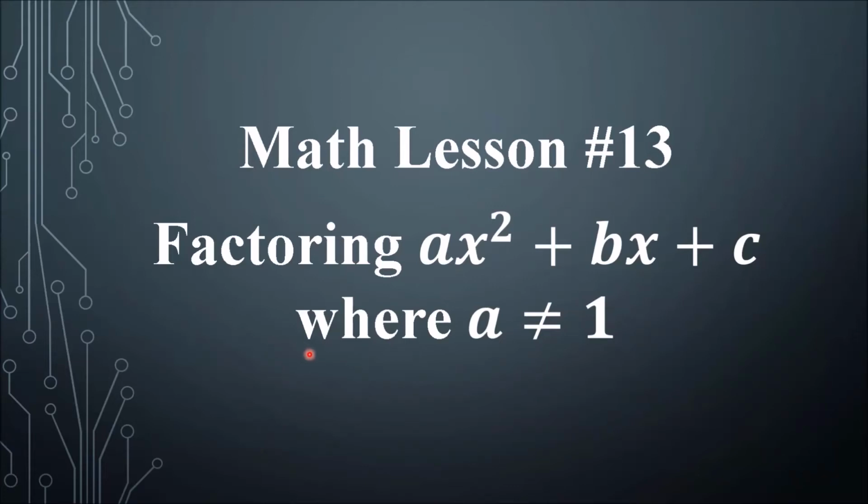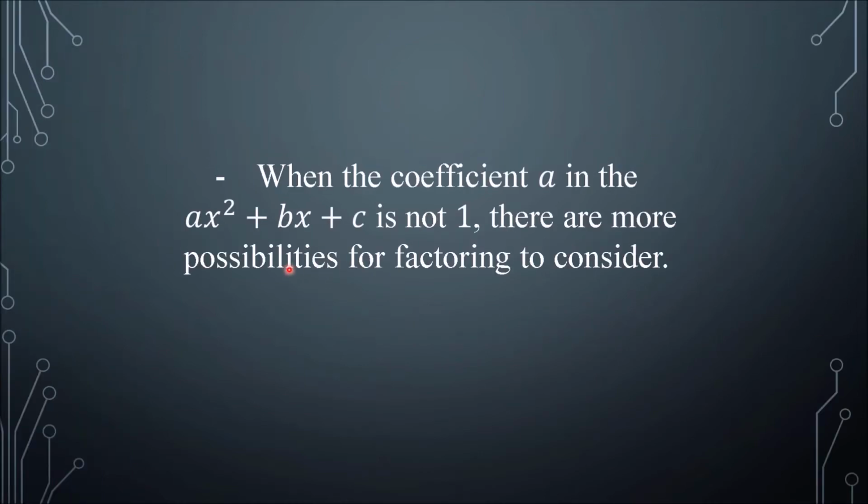Math lesson number 13. Factoring ax squared plus bx plus c, where a is not equal to 1. When the coefficient a in the ax squared plus bx plus c is not 1, there are more possibilities for factoring to consider. Meaning to say, this is more complicated to factor than when a is equal to 1.